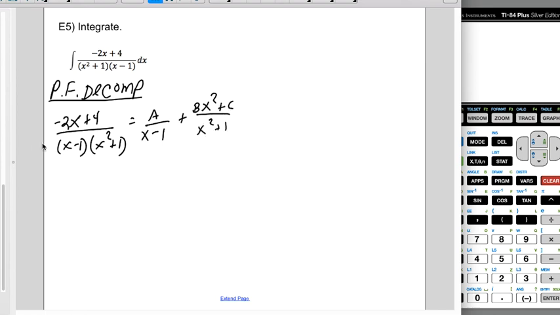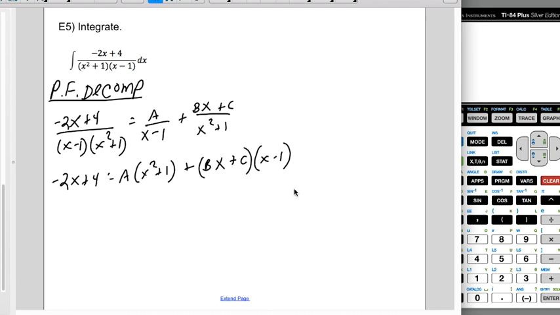So just like we've seen before, when I get my common denominator, the a is going to be missing the x squared plus 1, and the entire bx plus c is missing the x minus 1. So clever sub will help me here, because if I use 1, it'll let me find a. So if I do x equals 1, it's going to knock out this entire back thing, and I'll find a. So I get negative 2 plus 4 equals a times 1 plus 1. 2 equals 2a, cool, a is 1.